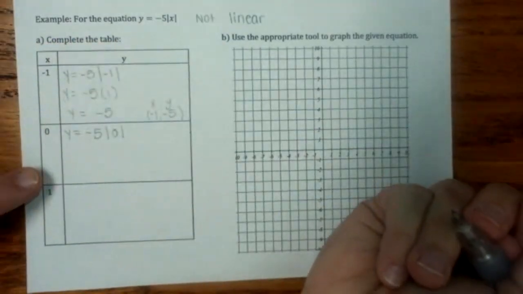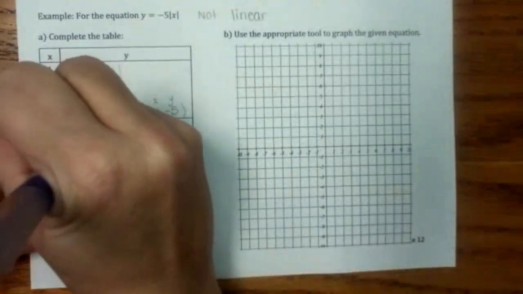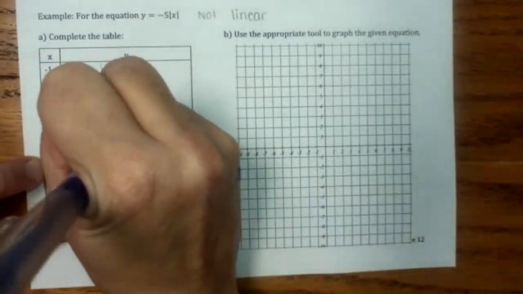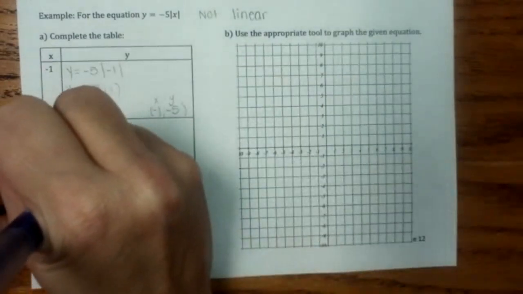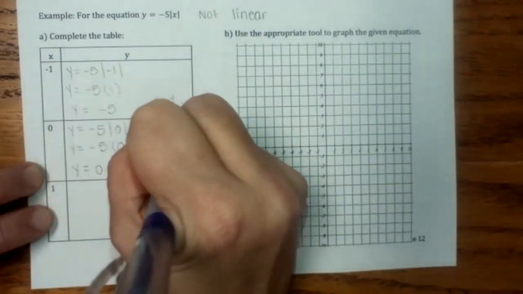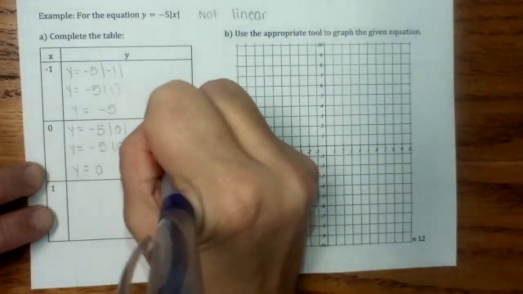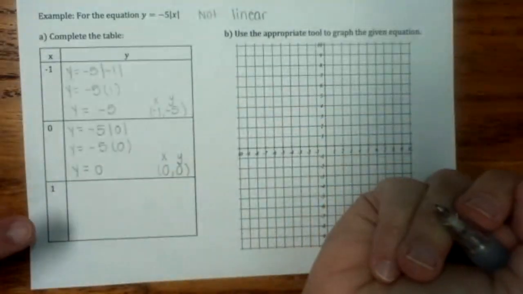In this case, x is 0. So -5 times the absolute value of 0. So -5, the absolute value of 0 is just 0, stays the same. Y equals -5 times 0 is 0. So our x value is 0, our y value is 0.